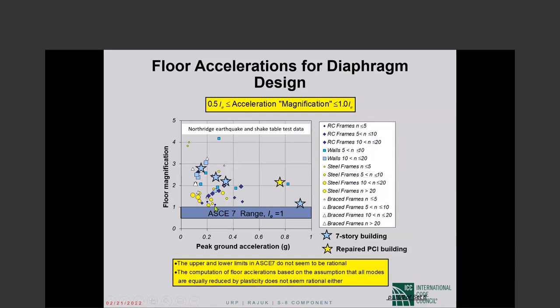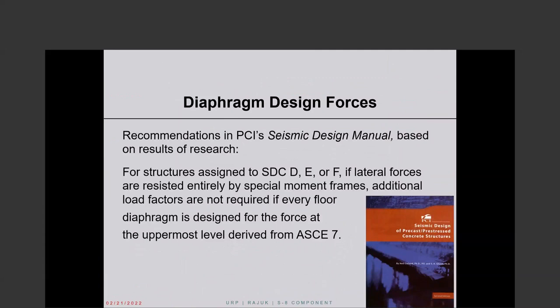This is the ASCE 7 upper bound diaphragm design force, 0.4 S sub DS I times W. This is the lower bound ASCE 7 diaphragm design force. We need not ever exceed 40% S sub DS times I times W. And you see that that maximum is lower than all the points from measurement as well as observation. So that tells you that we are under-designing our diaphragms. The diaphragm design force is very likely going to be much larger than what you are designing for.